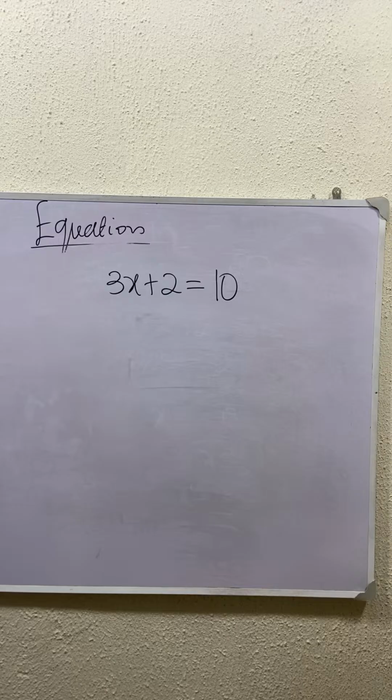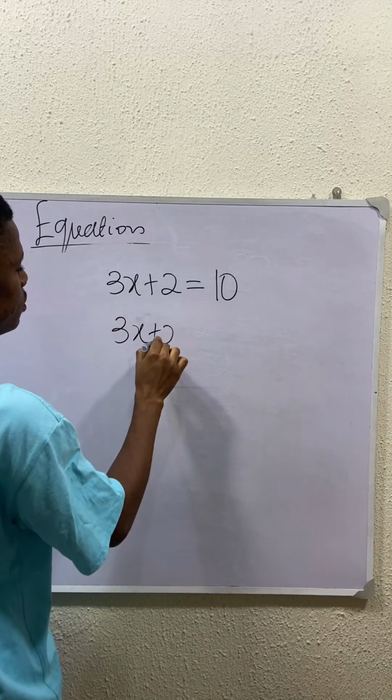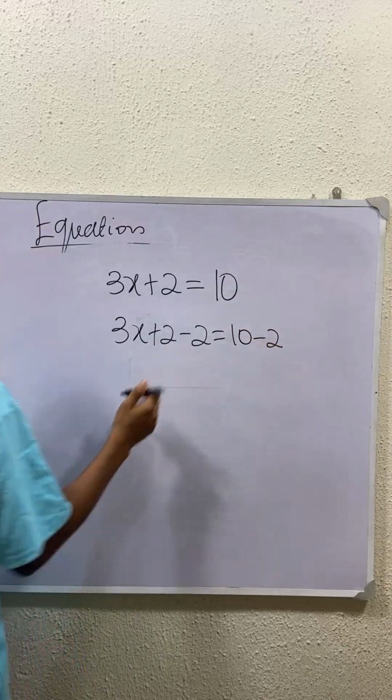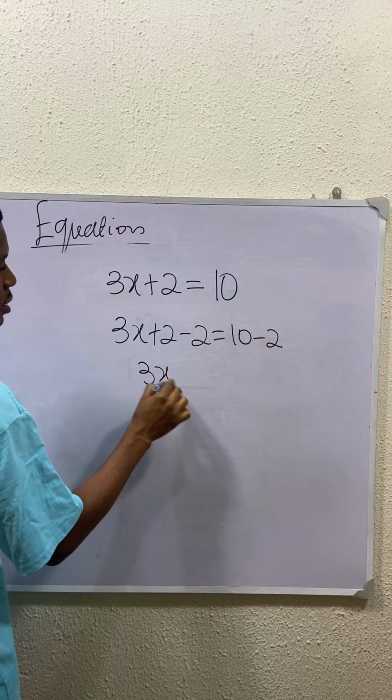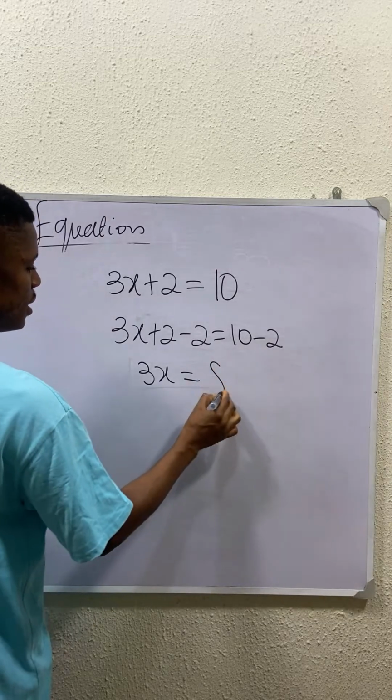You know why? All you have to do is just to collect like terms. You just have to do 3x plus 2, take away 2 is equals to 10, take away 2. So 2 minus 2 is 0. You have it as 3x is equals to, what is 10 minus 2? 10 minus 2 is 8.